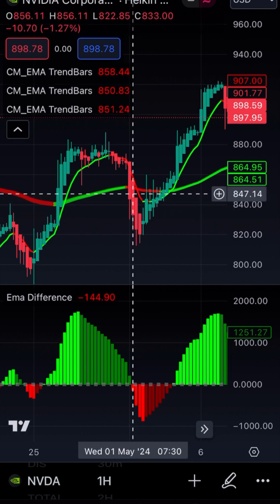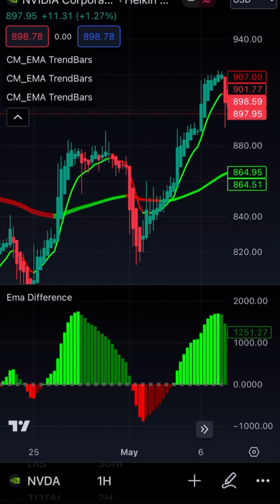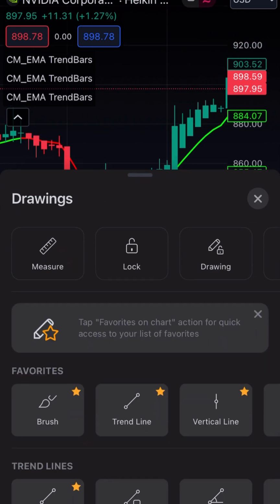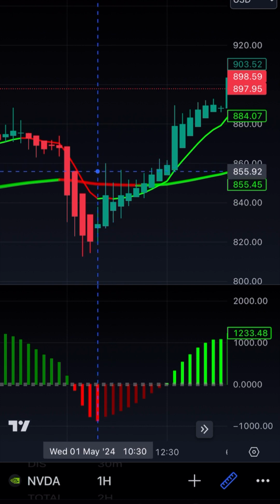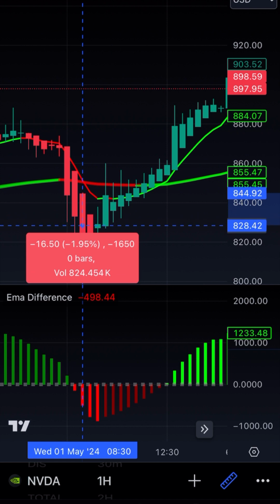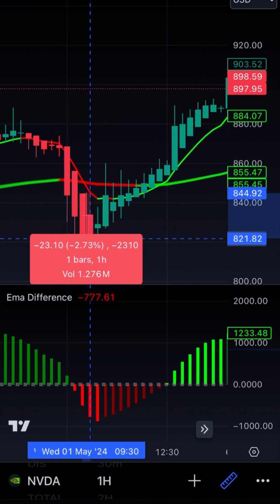Right here you see a cross, but it happens very briefly. It's only for a couple hours. This one is only 1 to 2 hours, so right about here is when you would get in. This is only 1 to 2 hours, here to here. This is still a $23 difference in price.